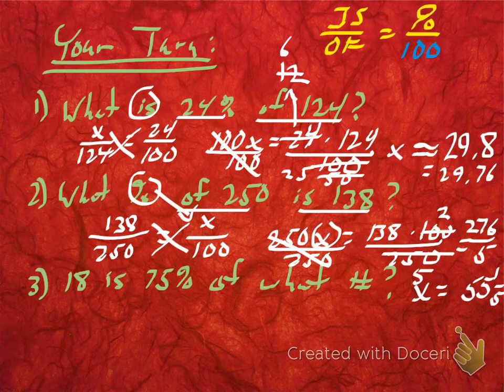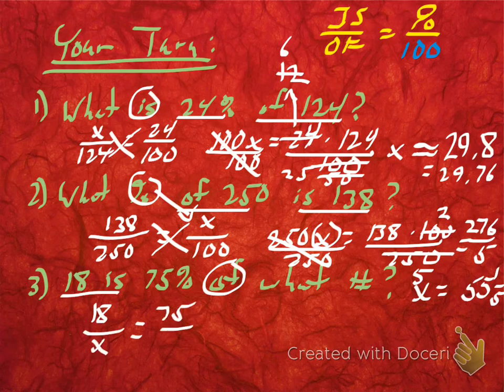All right, the last one. Again, you should already have this done. If you need to pause the video because I'm going fast, that's fine. 18 is 75% of what number? That's what we're looking for, is the of. So we're going to put 18 is an is, so it goes on top. We're going to put it over x because we don't know what the of is. That's what we're looking for, equals 75%.